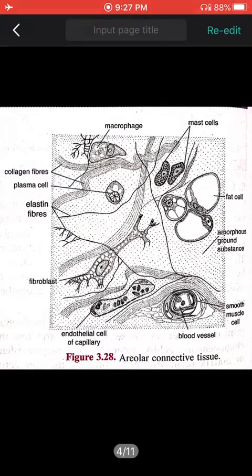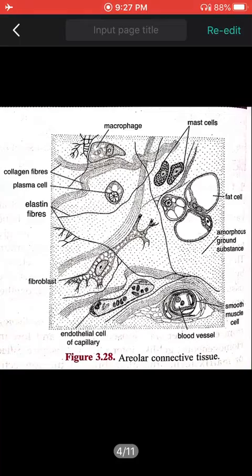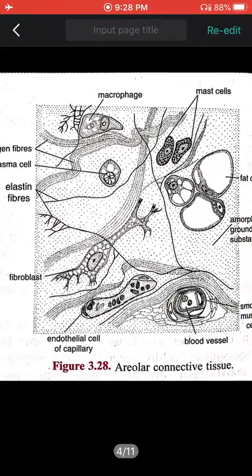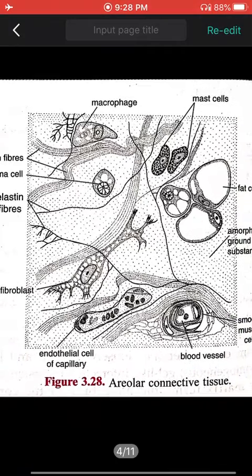Now the connective tissue is basically divided into 5 major groups, that is areolar, dense regular connective tissue, adipose tissue, skeletal tissue and fluid connective tissue. So first we will be taking areolar connective tissue. This you can see in the figure itself, how it is being presented.